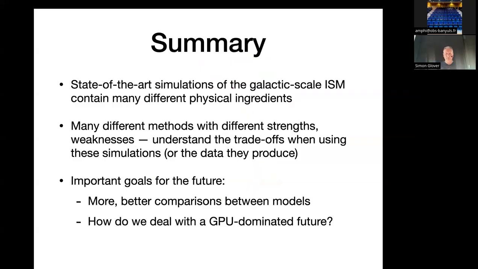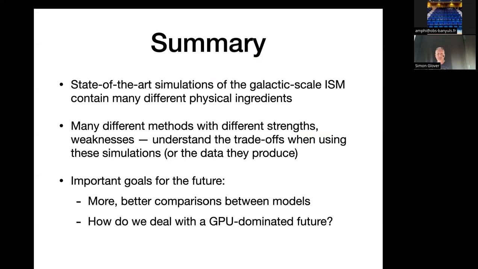Okay, so a few points to take away. State-of-the-art simulations of the galactic scale ISM contain a lot of different physics. I've tried to summarize the most important things here. There are things I ran out of time to talk about, like cosmic rays, and there are other things like dust or thermal conduction I've not had much time to talk about at all.